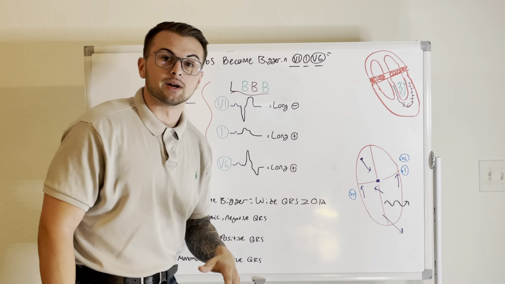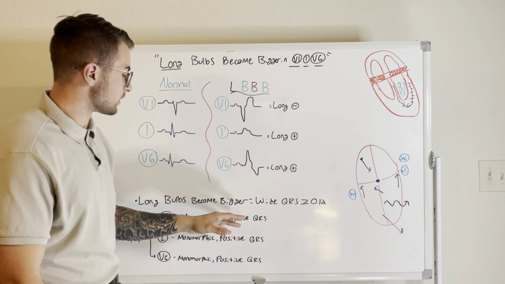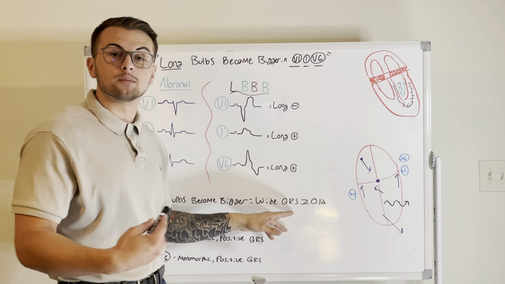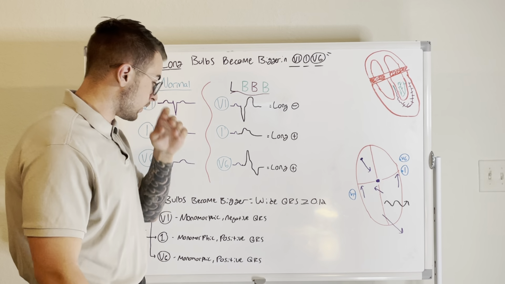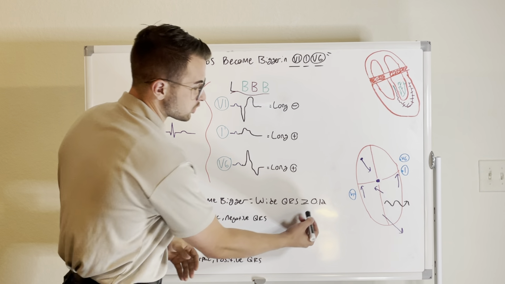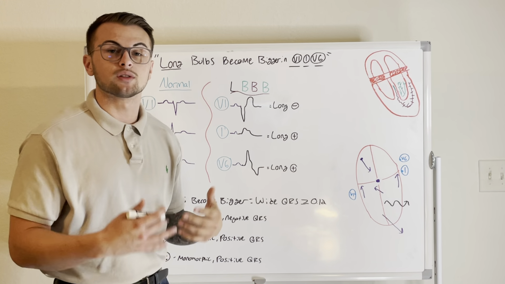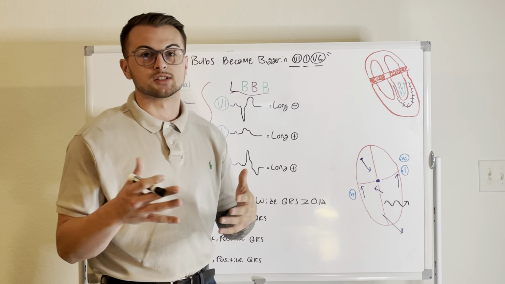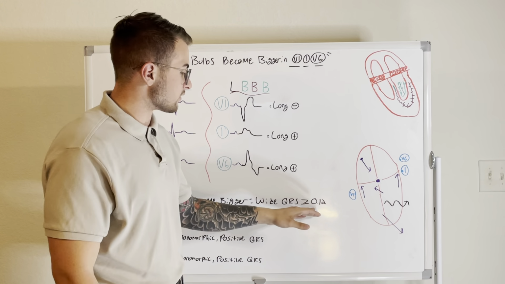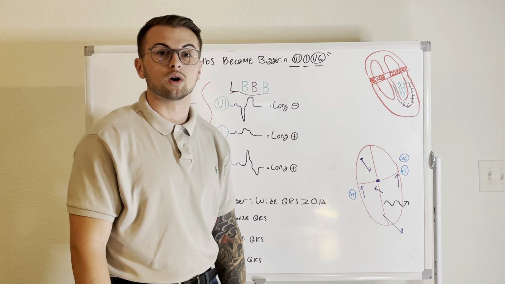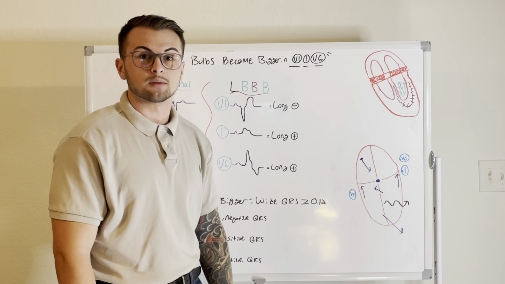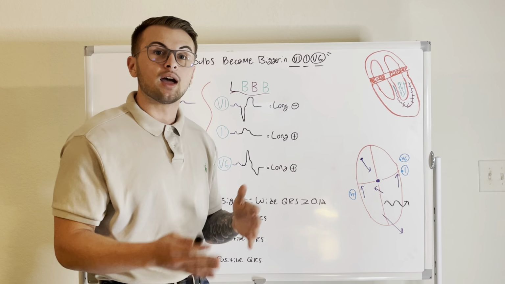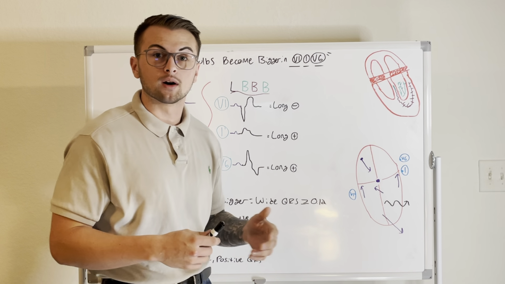Long bulbs become bigger. This means that our QRS complexes are going to become equal to or longer than 0.12 seconds. So we know that the normal QRS duration is 0.06 to 0.11. So when we have something that's equal to or longer than 0.12, then we know that this represents a block. So we have a block. How do we know that it's left bundle branch block?